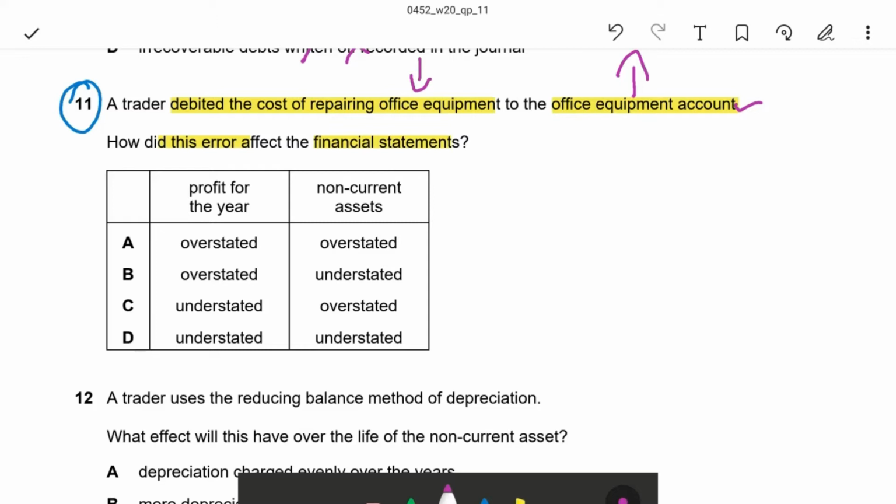So here they are given profit and non-current asset. Non-current asset, we know, is overstated. Expense, profit: how does this affect the profit? When expense is understated, profit must be overstated. So with this error, profit must be overstated, and office equipment is a non-current asset, so the asset is also overstated. So the correct option is profit overstated, non-current asset overstated. Option A is the correct answer.